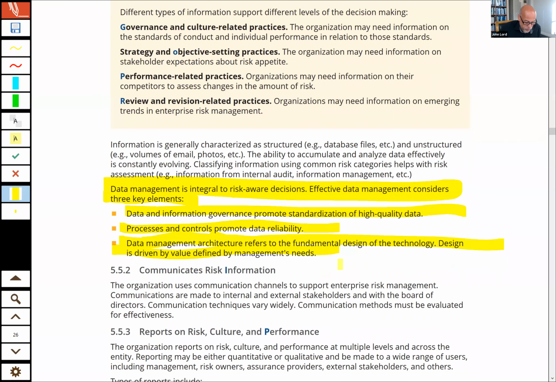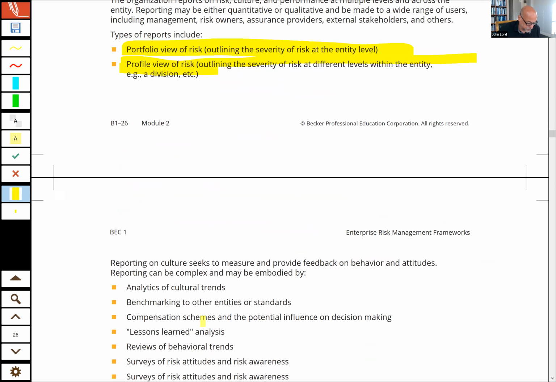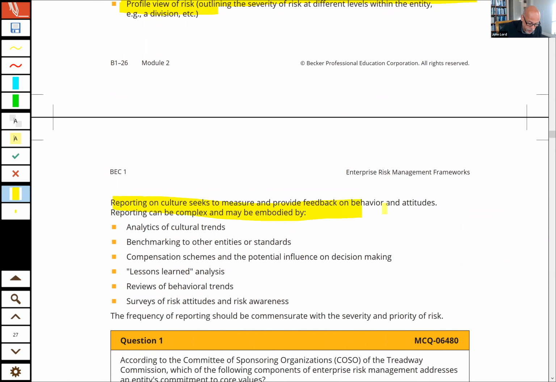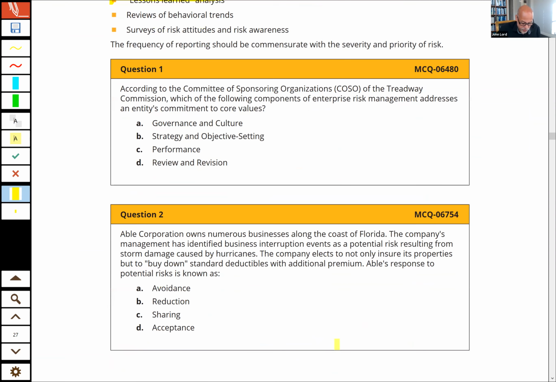Now, when we look at reports, they can take a profile view, outlining the severity of the risk at the entity level. They can take a profile view of risk at different levels. And when you look at reporting on culture, it seeks the analytics of cultural trends, benchmarking to entity standards and compensation schemes, and lessons learned analysis. All of these are ways of looking at the impact on the culture. All right, so let's go ahead and see how we would answer a couple of questions on enterprise risk management.